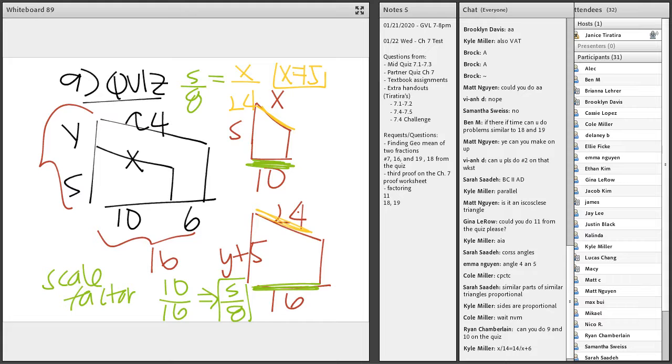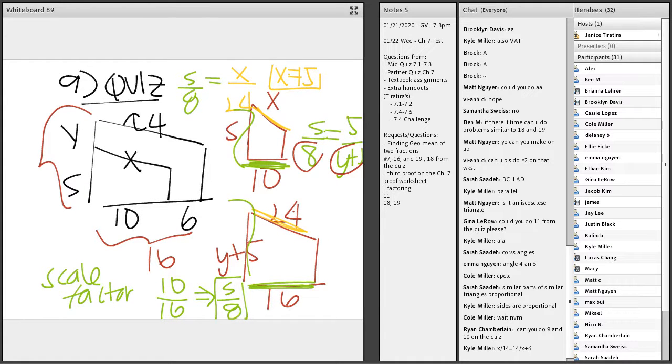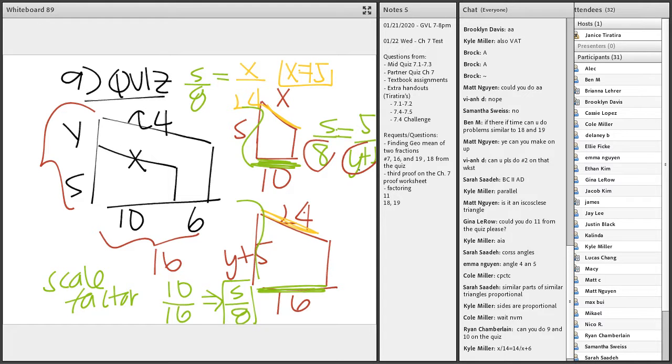Okay, then to find y, I would do it all over again. I would do 5 over 8, the scale factor, equals 5 over y plus 5. Now, I have a trick for this. Look at the top. The top answers are the same. So that means the bottom answers have to be the same. And that requires y to be 3, because 3 plus 5 will be 8. But you could always cross multiply and you'll get the same answer.